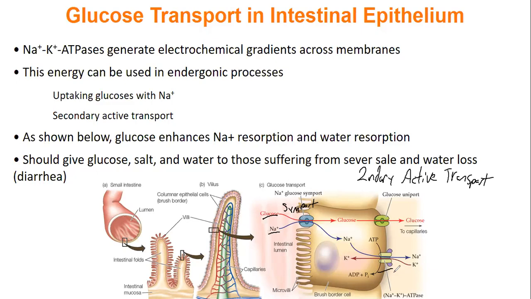In this process, we need to keep the concentration of sodium low. So we do that through another protein that uses ATP. And because of that low concentration of sodium, we can bring glucose in. And then once glucose is in the cell, we can use a uniport to put it into the bloodstream, and it can be processed by the liver and such.